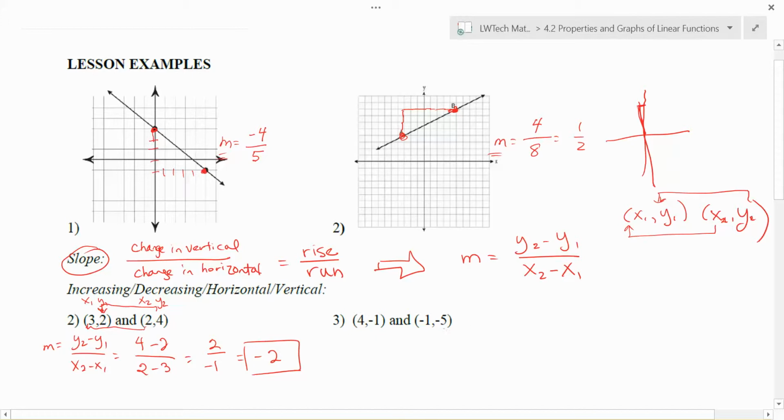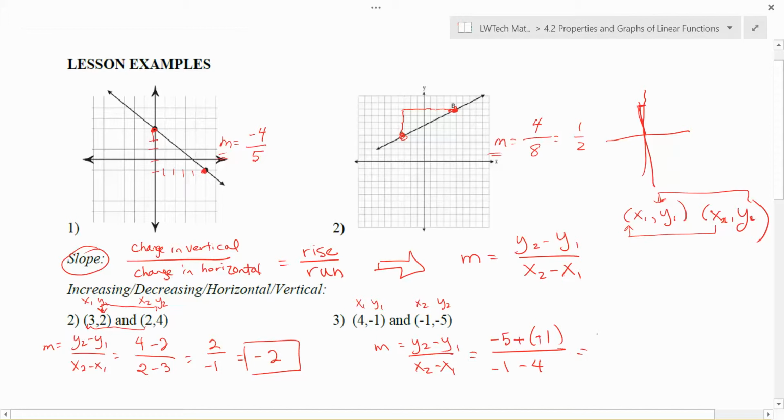Over here in this particular example, same idea. We're going to do m equals y2 minus y1 over x2 minus x1 at x1, y1, x2, y2. So let's go through into our subtractions. For y2, we're going to have negative 5 minus the y1 here, which is negative 1. And on the bottom, we're going to do x2 minus x1, so that would be negative 1 minus 4.